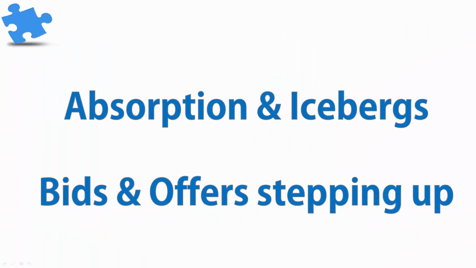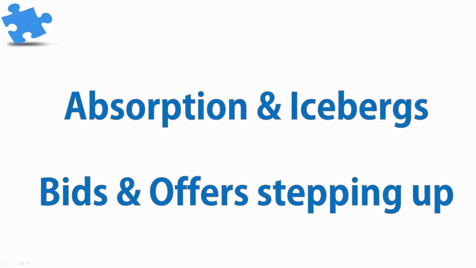Let's take a look at icebergs and absorption. This is where someone on the bid side absorbs selling or someone on the offer side absorbs buying. An iceberg order involves absorption, but it's when the bidder or offer hides their real intention and then slowly adds more limit orders as market orders trade into their level.